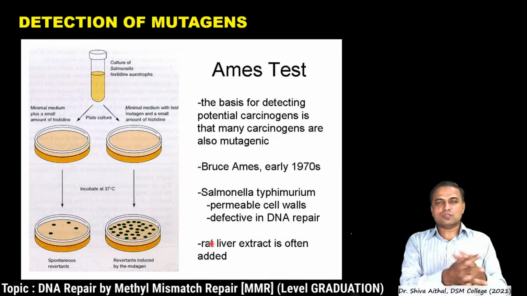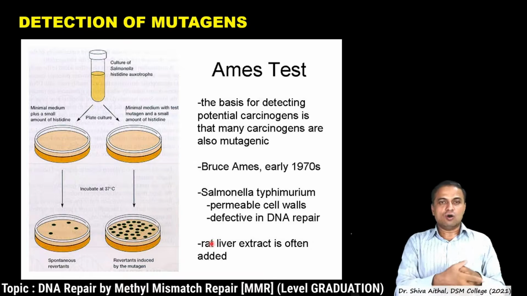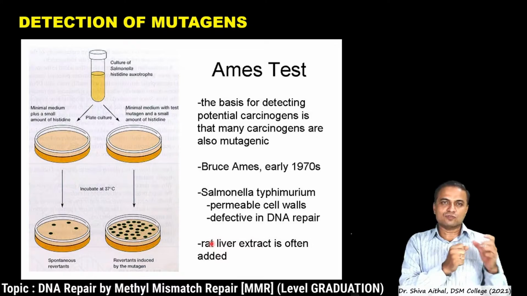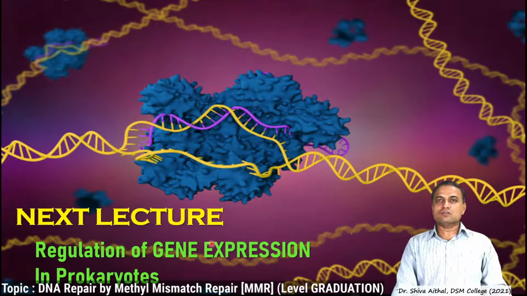In the postgraduation studies, we can have an elaborate discussion on the Ames test as a very powerful process for detecting the mutagenic agents. So that's all for this unit of discussion on DNA mutations and repair.